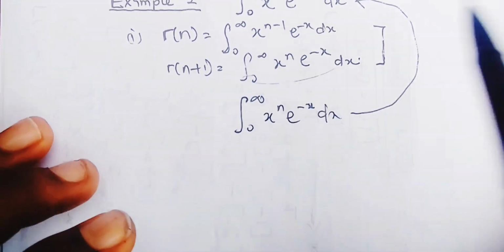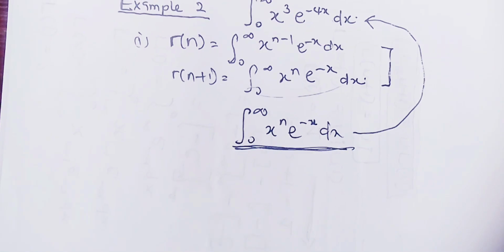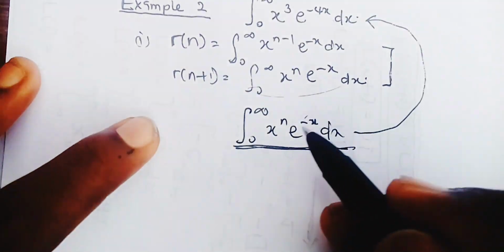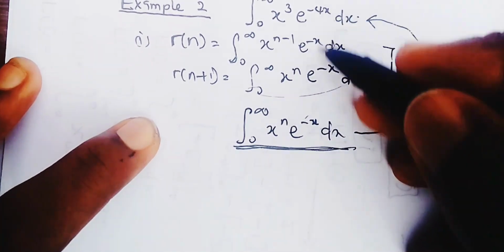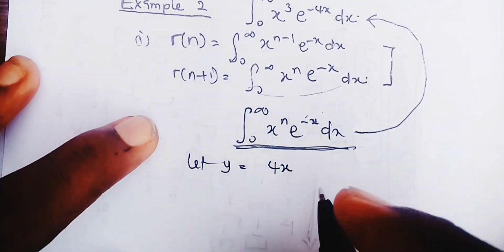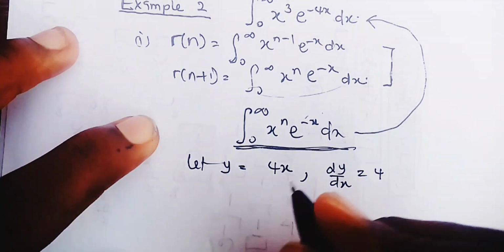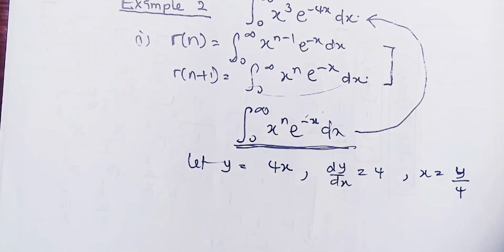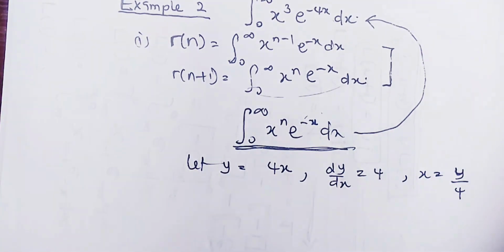So whenever you come across something that is not in line with the general representation of the gamma function, try to express it to fit into this. Because this is x raised to power n and this x to power 3 fits in, if I compare this to this, you see that there are two different variables. So now let y equal 4x. Let me differentiate y: dy over dx gives me 4. And from y equals 4x, x is equal to y over 4. As I'm expressing this as a function of a single variable, all the variables change to the variable I'm imposing on that integral.